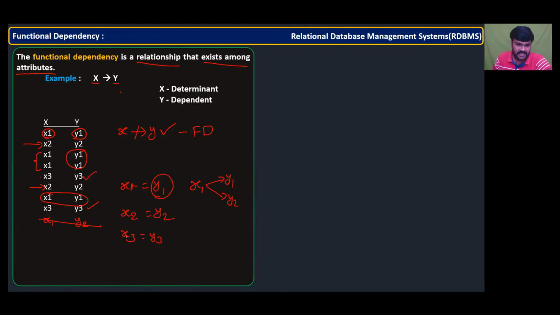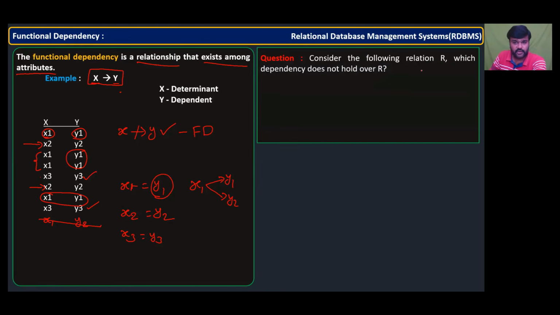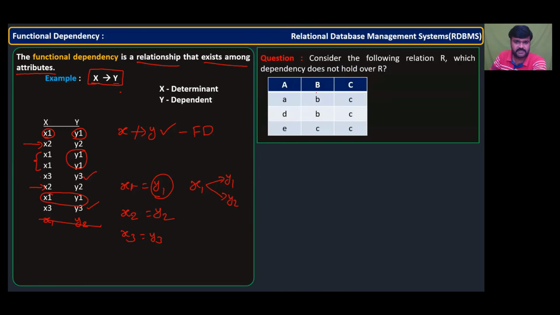So I hope this discussion helps you understand when you can use this relation. To make this understanding stronger, let us see a few examples. Consider the following relation R. Which dependency does not hold over R? Over this relation you have three attributes A, B, C, and the corresponding values are also there. Four options are given. Let us observe whether these FDs hold over this relation or not.